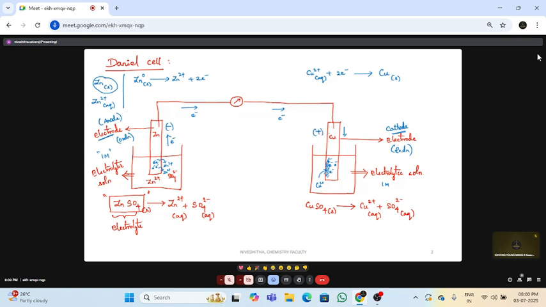That's it. So in zinc, electrons were lost and oxidation was happening, and the electrons accumulated on the zinc rod started moving from the zinc rod to the copper rod, and in the copper rod, electrons were gained and copper was deposited. That's it. So till now, do you have any doubt?